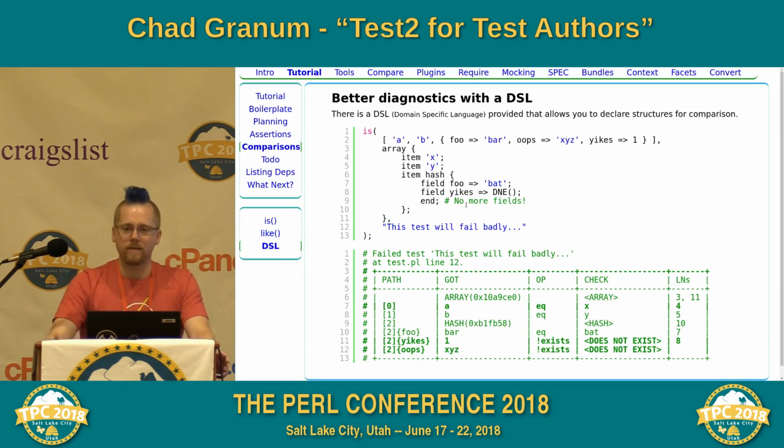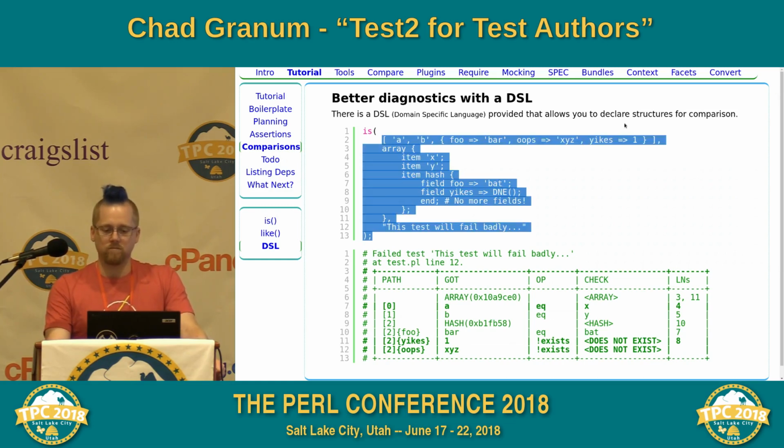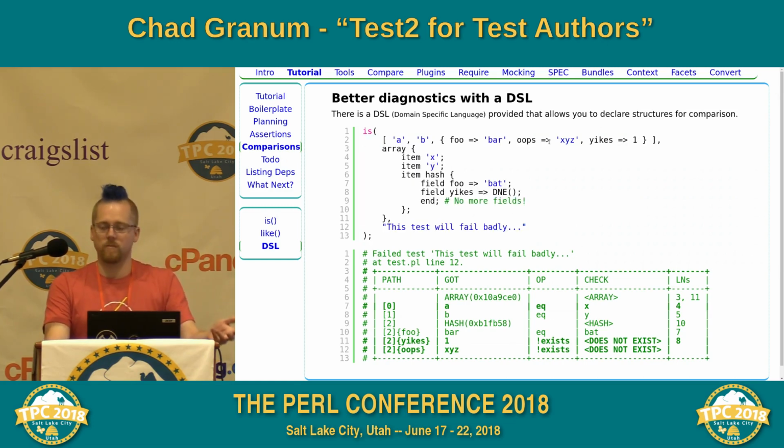There's a DSL that will help you to define these checks and provides extra benefit of giving you the line number of the actual element in your deep structure that failed. So for instance, here we've got what we received and want to check. We're saying, hey, this is an array. First item should be X, second Y, third is a hash, it's got the field foo, it's got yikes. In this case, DNE means does not exist. So we're checking that the field yikes does not exist. And then end to say, hey, there are no other fields in this hash. We could do the same at the end of the array and say no more fields in this array. But we're using an is comparison, so the end is implicit.